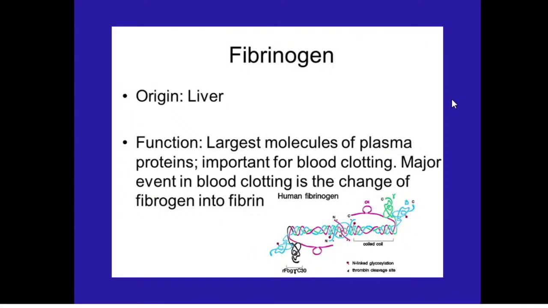And fibrinogen, of course, its function is blood clotting. It is synthesized in the liver. Most of the proteins represented today are synthesized in the liver, and due to this liver disease is one of the reasons for development of hypoproteinemia. We will talk about this.